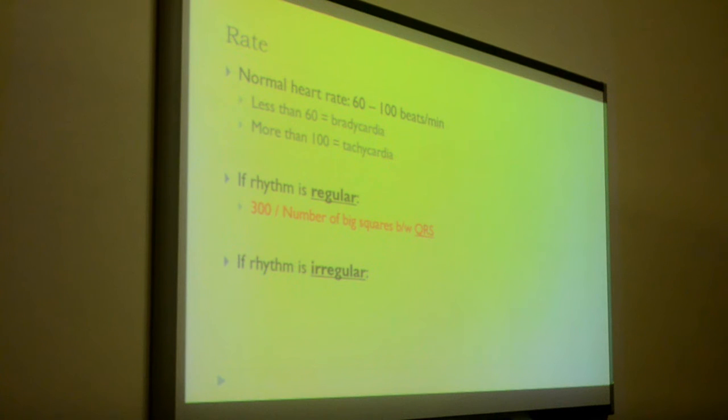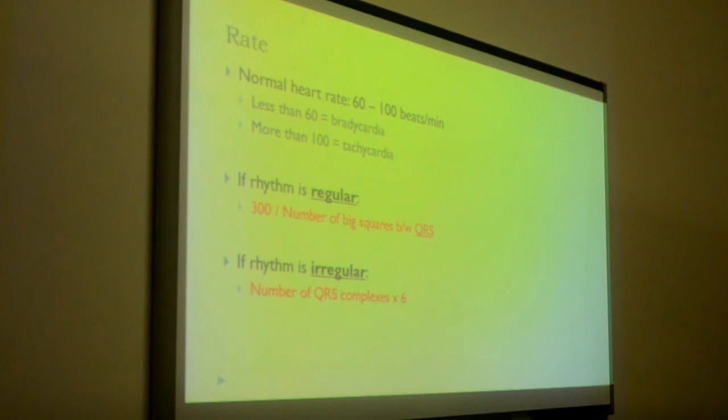If it's irregular, you count the QRS complexes, and then you multiply by 6, exactly. Why by 6? 60 seconds. The rhythm strip we said was usually 10 seconds. So you multiply by 6, and you'll know how many QRS complexes there will be in 60 seconds.